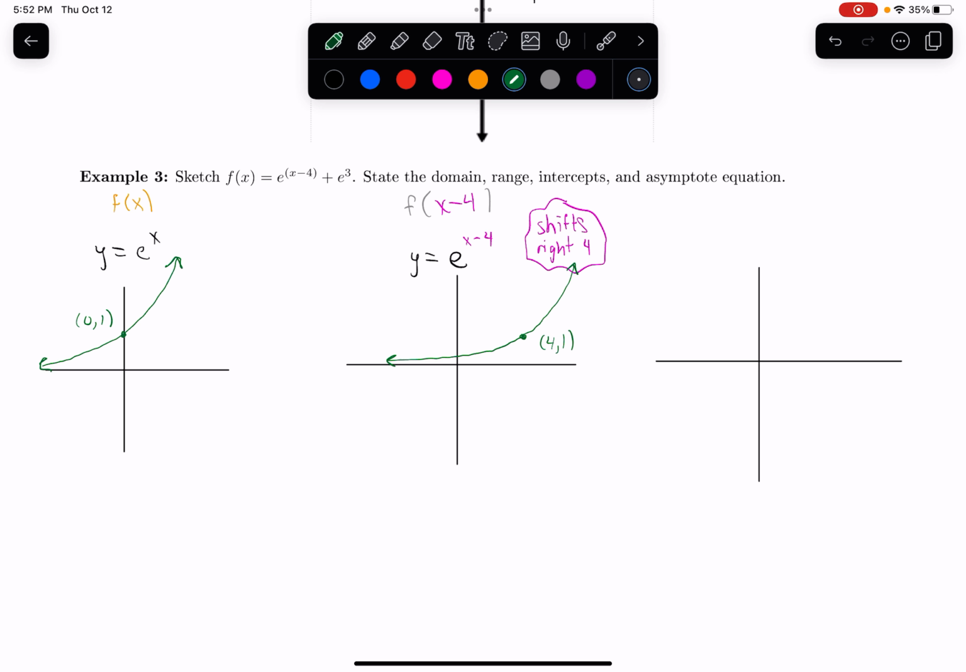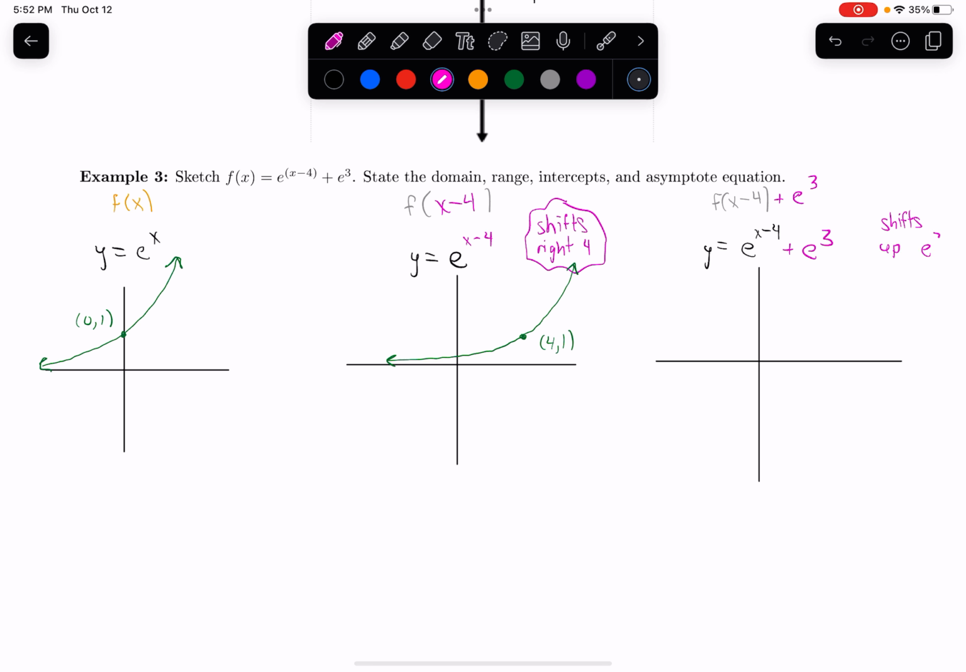Okay. All right, one more step to go. I got to add this e to the 3 at the end of my formula. So I get y equals e to the x minus 4, and at the end, I'm adding e to the 3. Okay, so in terms of my general formula, previously I had f of x minus 4, and now I'm adding e to the 3 at the end. So adding a number like that at the end of a function, that shifts the whole thing up.